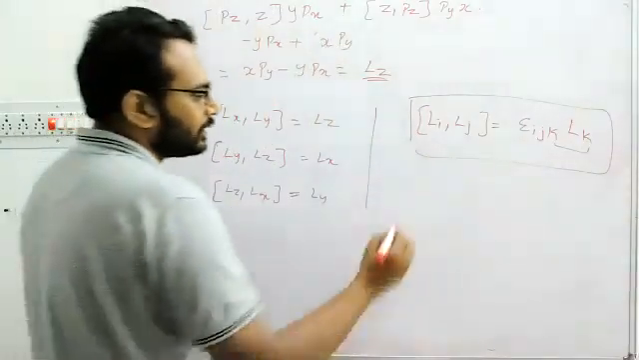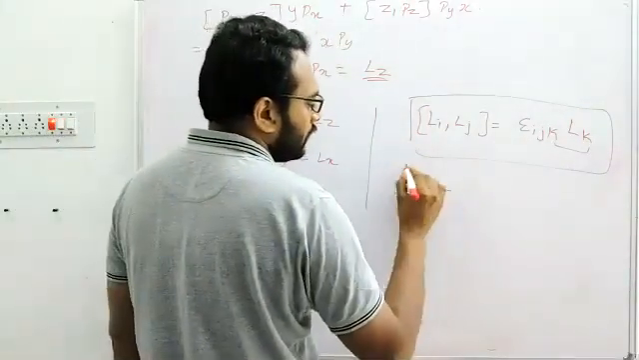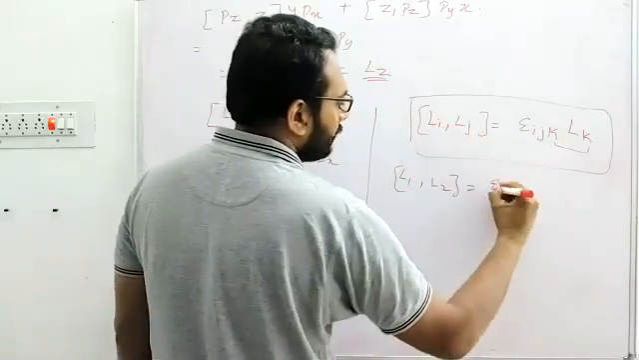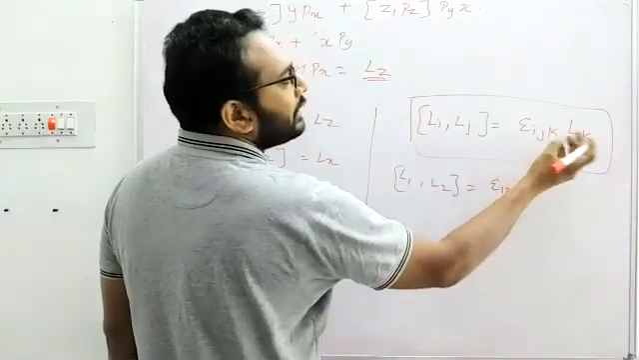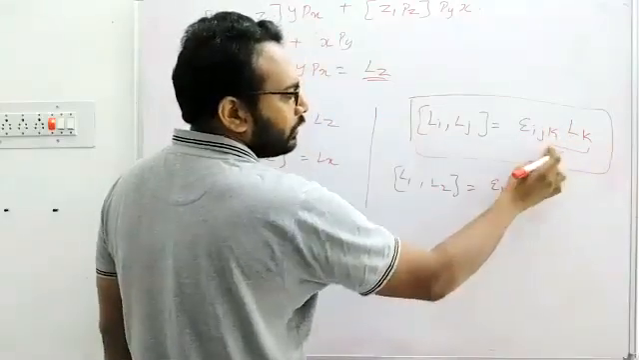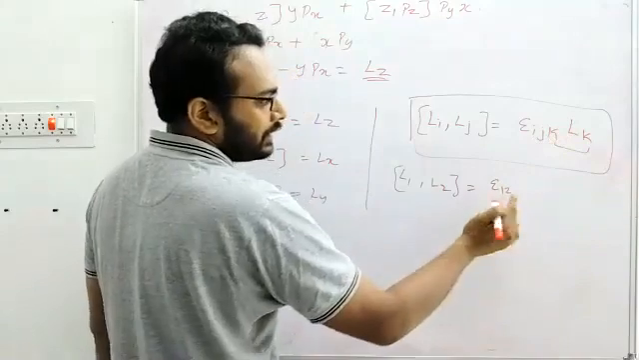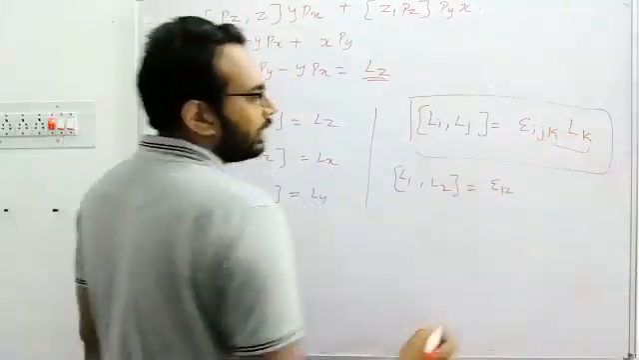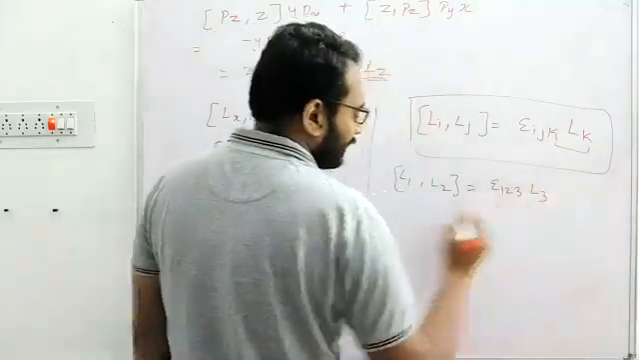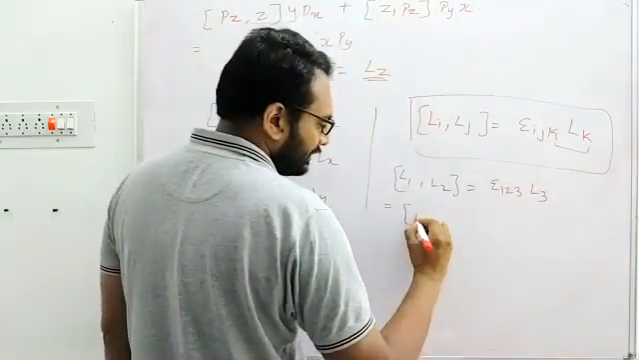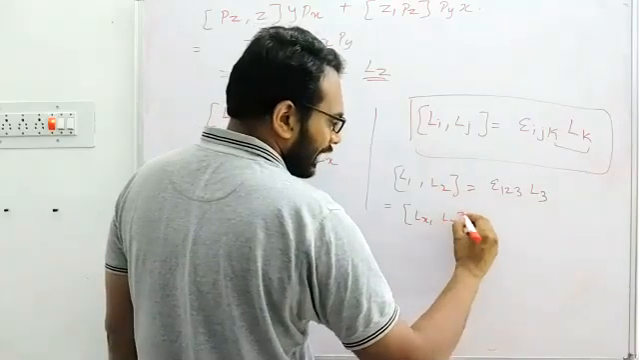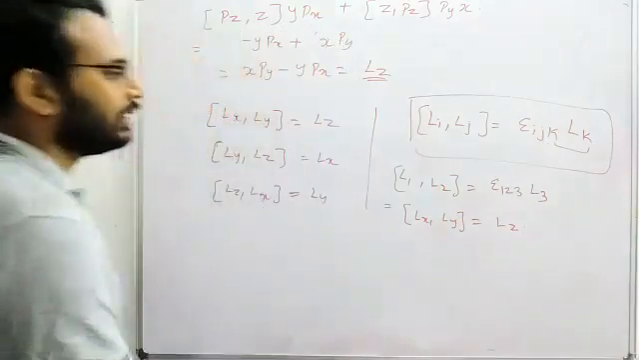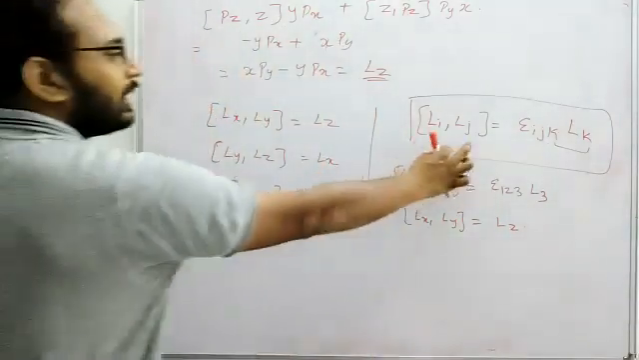Now we can check this. What's L1 with L2? We have got 1, 2 here, so you have to put epsilon 1, 2. And the only non-zero possibility in the summation is k equal to 3, right? Because if any two indices are the same, the Levi-Civita symbol will vanish. So it's epsilon 1, 2, 3, L3. This means that L1 stands for Lx, L2 stands for Ly. So this is equal to epsilon 1, 2, 3 is 1, that's equal to Lz. Similarly, you can get all the results from this simple formulation.